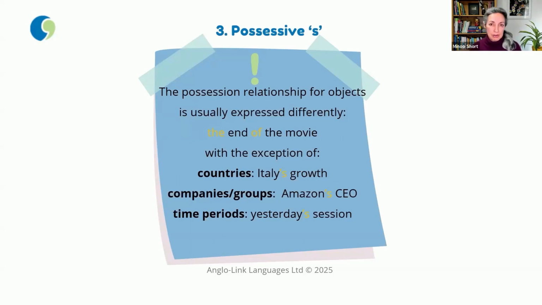One is countries. For example, Italy's growth is better and much more common than the growth of Italy. With companies and groups and organizations, for example, Amazon's CEO. You can say the CEO of Amazon, but it's not as common as using the apostrophe s. Time periods, yesterday's session, rather than the session of yesterday.